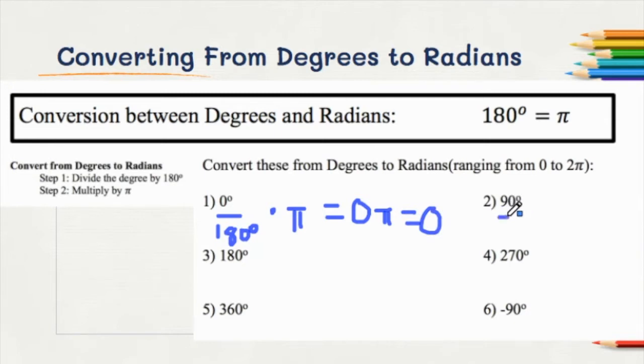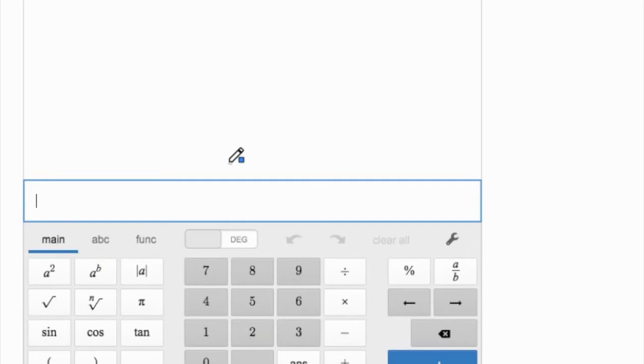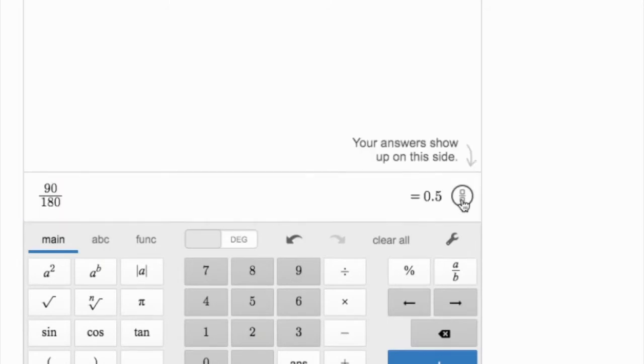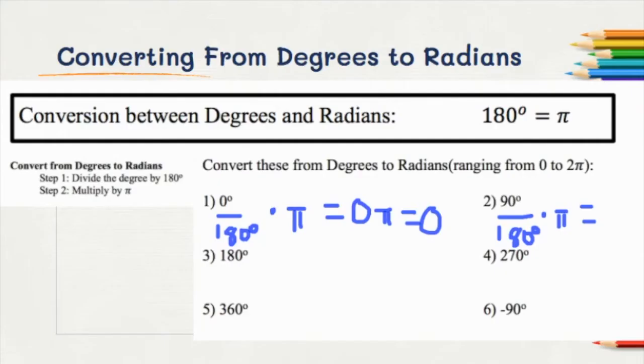Now with 90 degrees, first step, divide it by 180, then multiply by pi. 90 over 180. You need to simplify that first. If you don't remember how, you could use Desmos, but 90 divided by 90 is 1, 180 divided by 90 is 2, so 1/2. Desmos gives you a decimal, but you could click that button right there, and it will change it to a fraction, and it's 1/2. And 1/2 pi is equal to pi over 2 because 1 times pi is just pi. So your answer for 90 degrees is pi over 2.